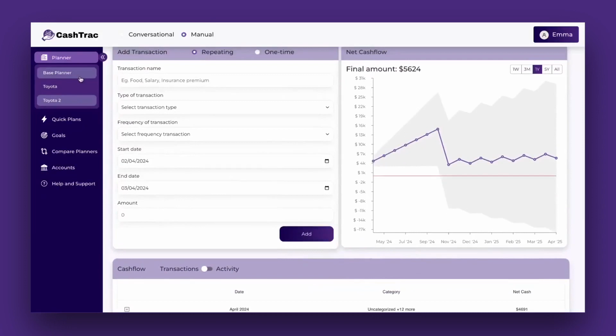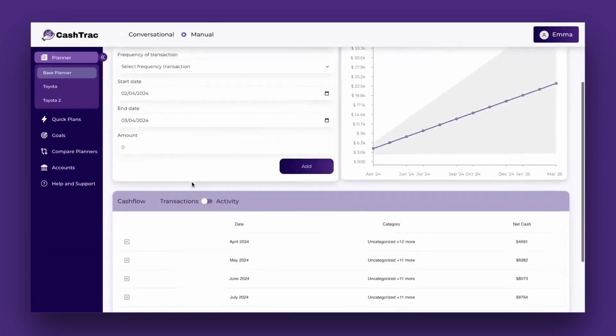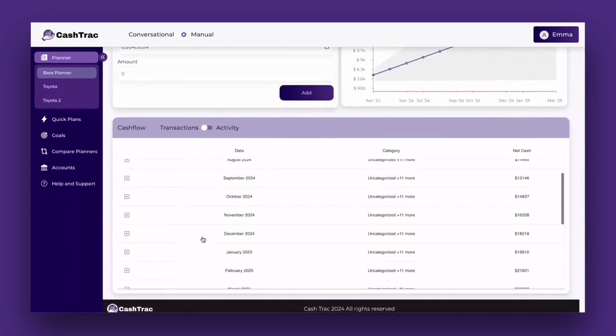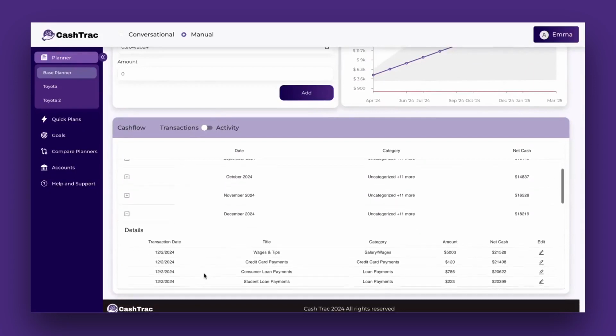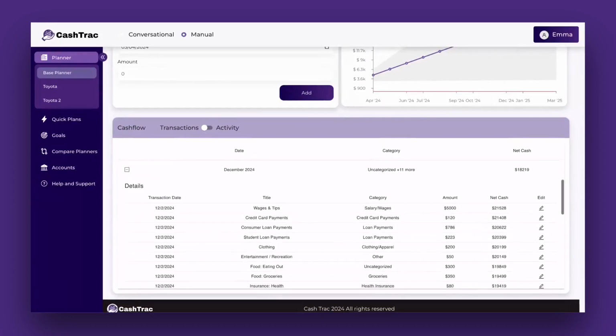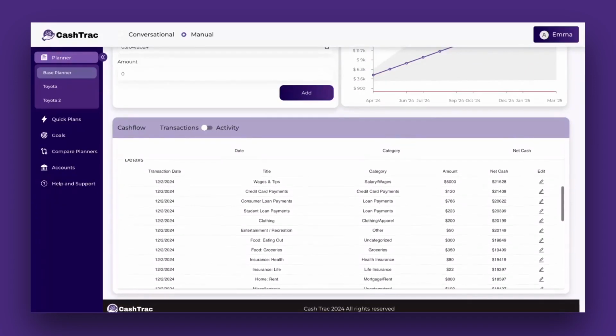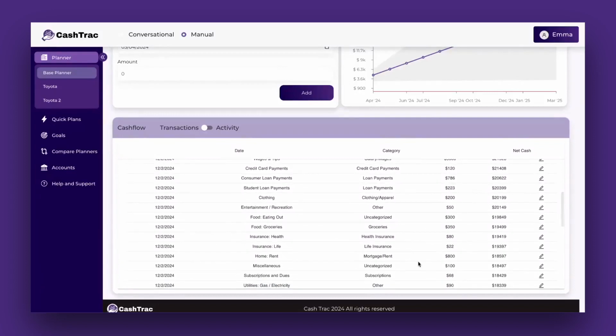Feeling excited about her upcoming purchase, Emma decides to make some adjustments to her base planner. She scrolls down to the cash grid and zeroes in on her miscellaneous expenses. Currently, it includes her commuting charges, but Emma knows it's time for a change.